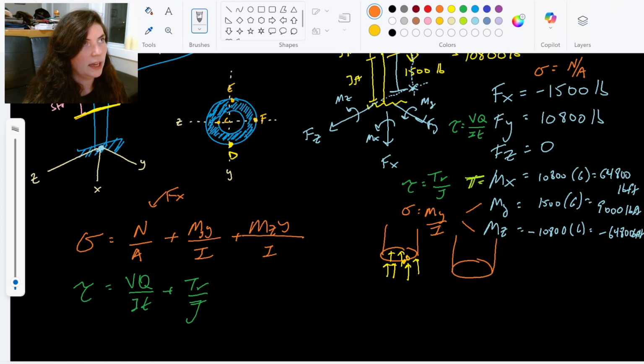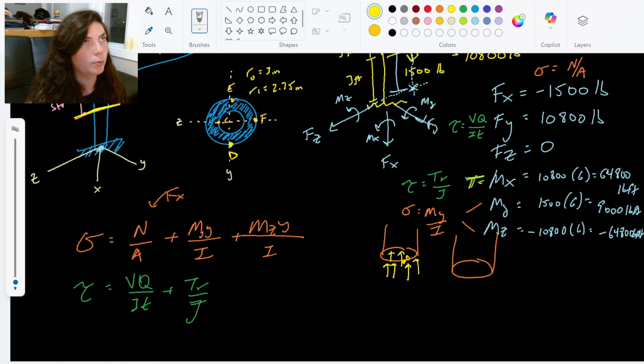Take our pipe again. I'm just realizing I didn't put my radii on here. The outer radius is 3 inches and the inner radius is 2.75 inches. Okay, well that'll help us. It is tubular. Totally tubular.